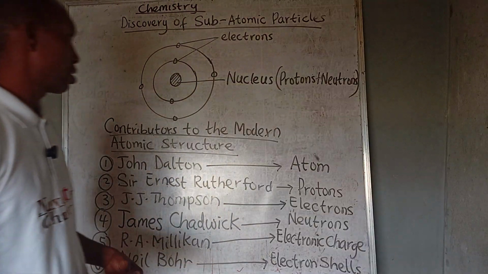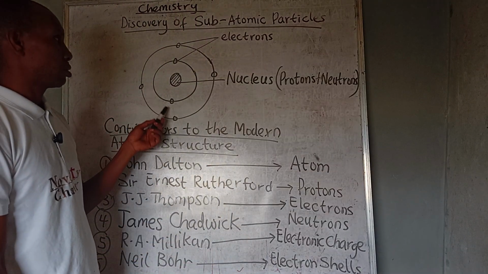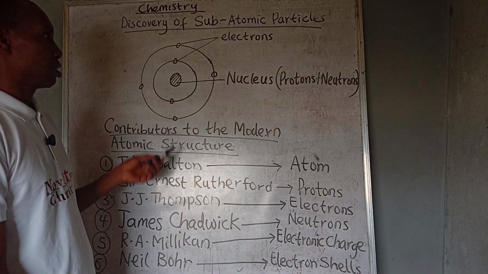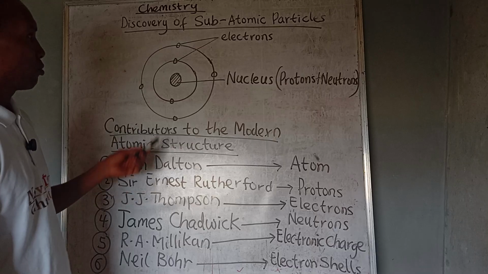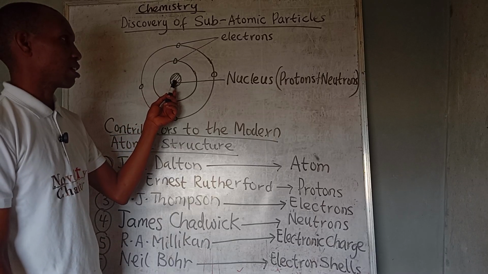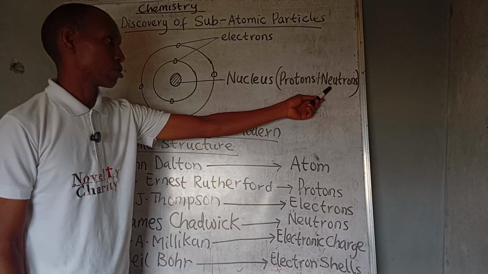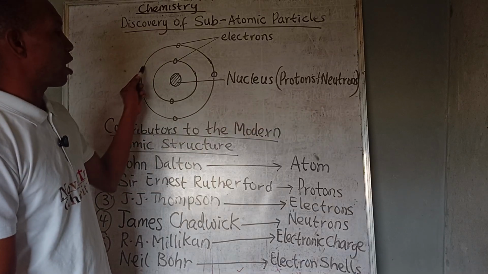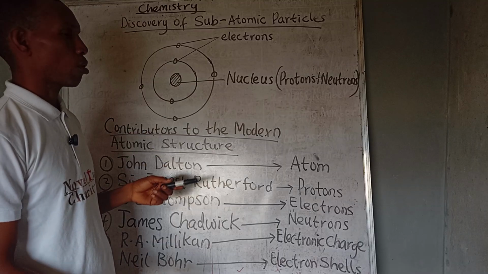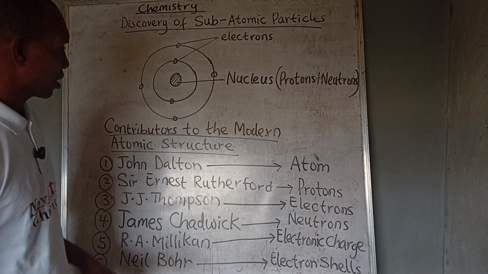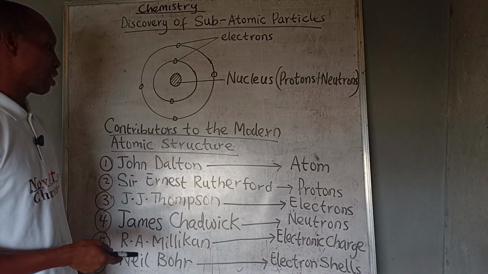Now, the modern atomic structure is drawn as shown on the board. This is the simplest way of drawing the modern atomic structure, where you have the nucleus at the center. The nucleus is the location of protons and neutrons, while electrons are found in regions around the nucleus of the atom called orbitals. Now let's take a look at some contributors to the modern atomic structure.